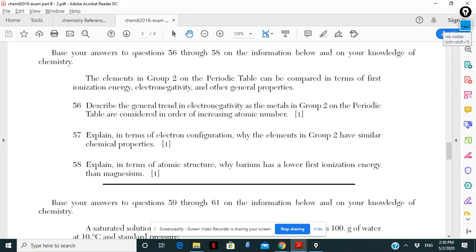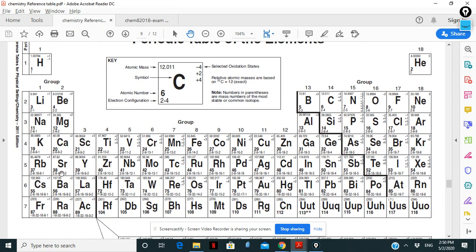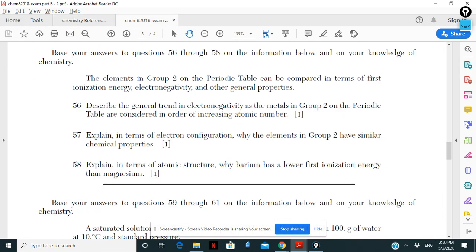Question number 52. Group 2 in the periodic table. This is group 2. This is group 1. Okay. Group 2 in the periodic table can be compared in terms of first ionization energy, electronegativity, and other general properties. So he's talking about the periodicity and the trend. Describe in general the trend of electronegativity in order of increasing atomic number.